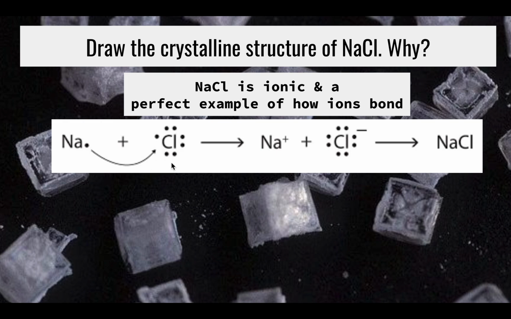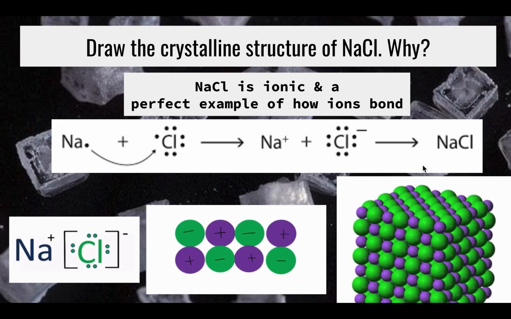Chlorine wants to fill its shell, it's really close to 8, so it's going to steal this electron from sodium. And now it's going to have a full shell. We lose this electron and we gain one here. So our new charges, we have a positive charge on sodium now, because remember it lost one of its negative charges, so it has an extra positive charge. And then chlorine has a negative charge because it gained one more negative electron. The way we write this in its solid form is just like this, NaCl.